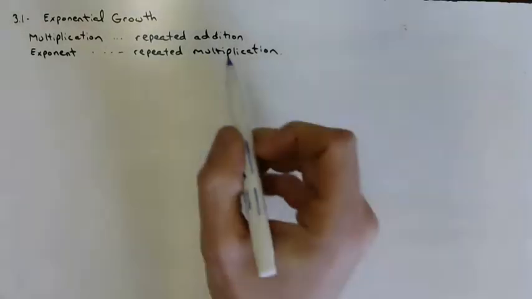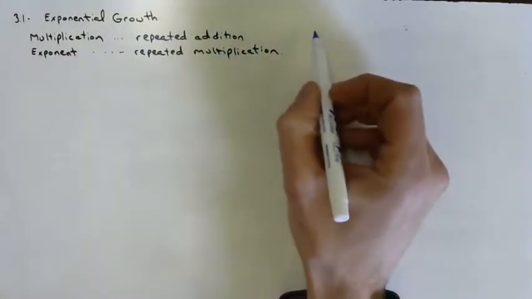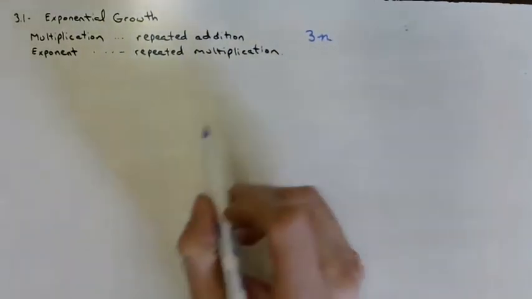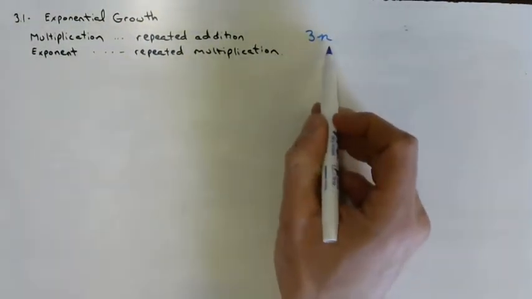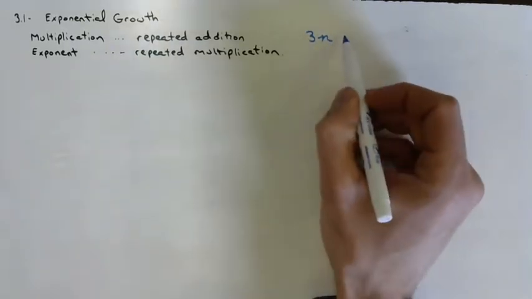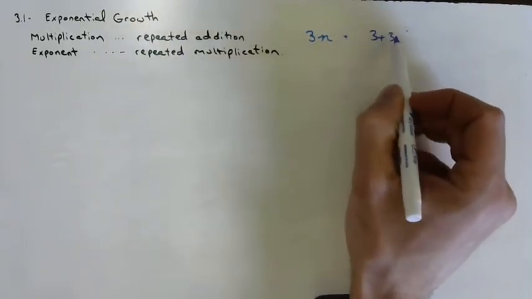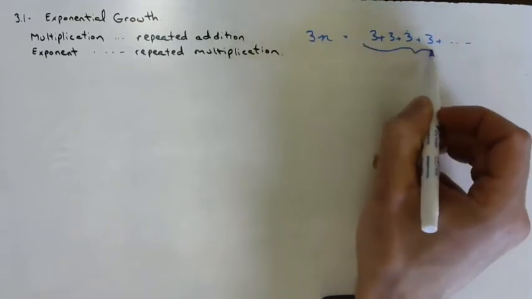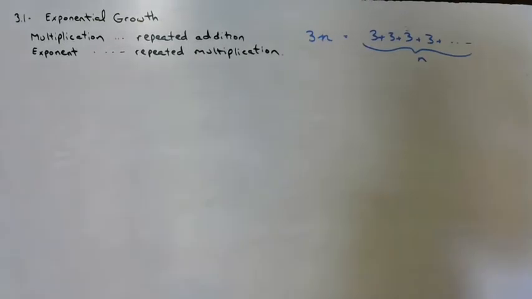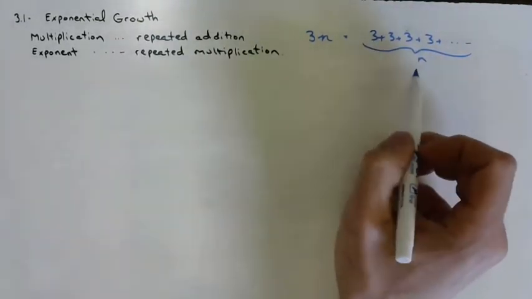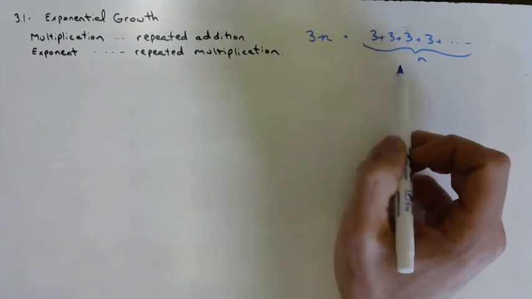So something that we're familiar with is multiplication. Multiplication is repeated addition. What does that mean? Well, if you had 3n, you'd have 3 times n. So you'd have the number 3 n times. This would essentially be 3 plus 3 plus 3 plus 3 all the way until you had n threes. Does that make sense? So if you had 6 threes, you'd have 3 6 times, which would be 18.